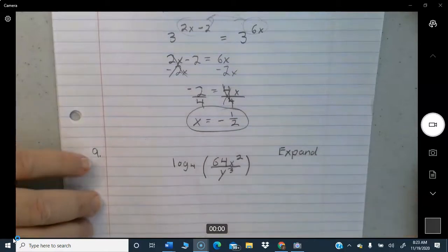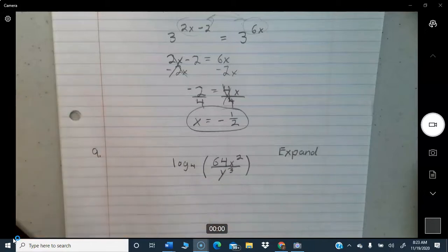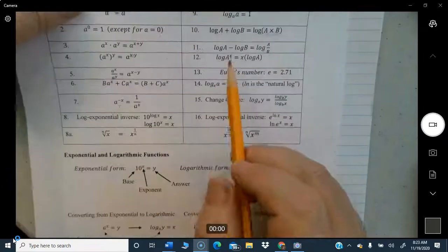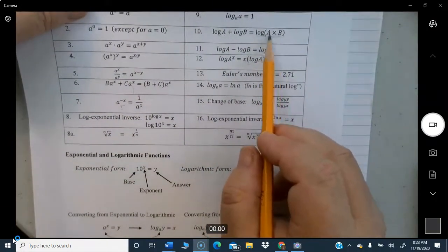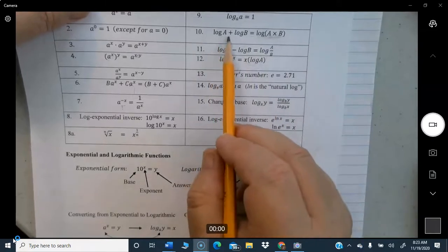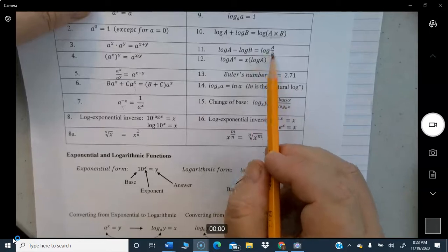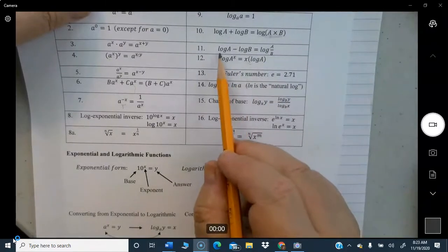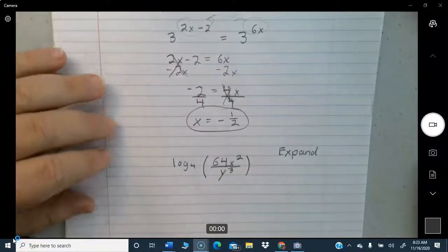And question number 9 on the test looks very much like this. So what you do is you use a couple of the rules from our sheet. When you have two numbers multiplied together inside a log, you can break that out into log of A plus log of B. And when you have two numbers divided inside of a log, you can break that out into log of A minus log of B. So what that's going to look like is this.